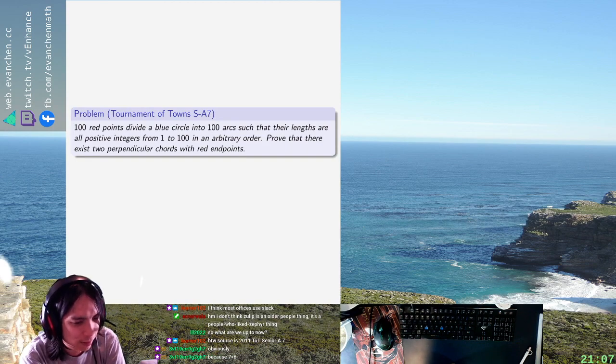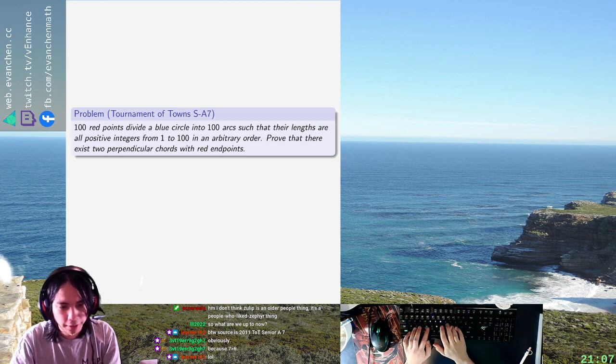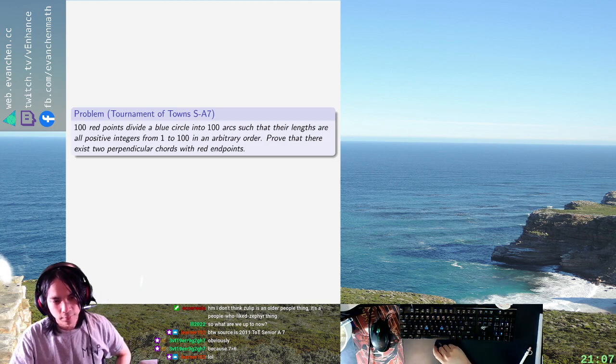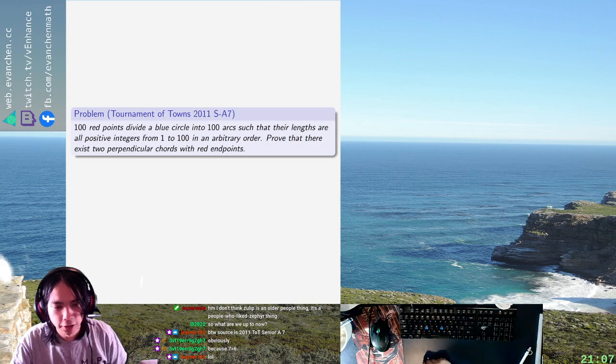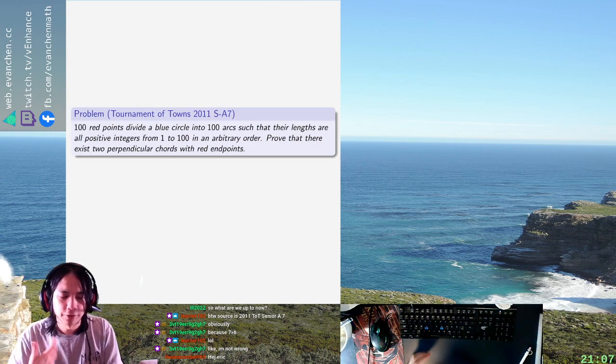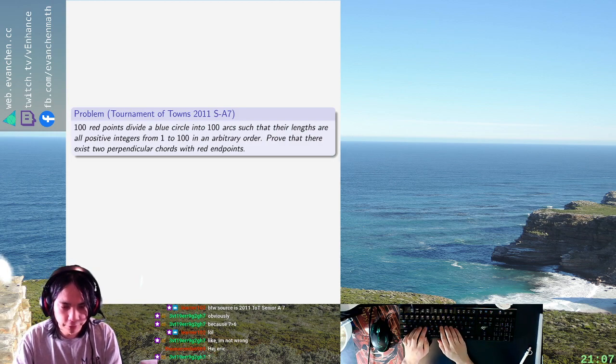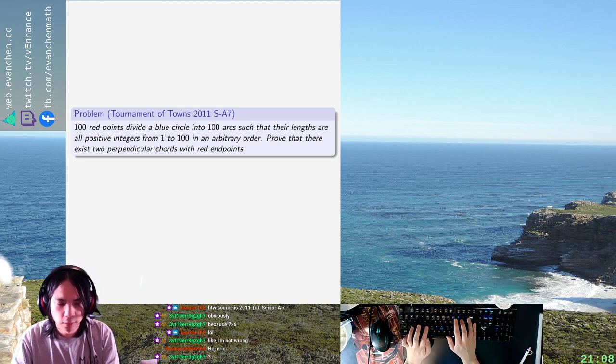Alright, welcome back. So today we have a problem from the 2011 Tournament of Towns. And it says: you have a circle, it's divided into 100 arcs. The arc lengths are 1 through 100, you want two perpendicular chords. So in other words, let's just say the total arc length is 50-50. So we want to draw two segments such that we get 25-25, right? In the two included things.